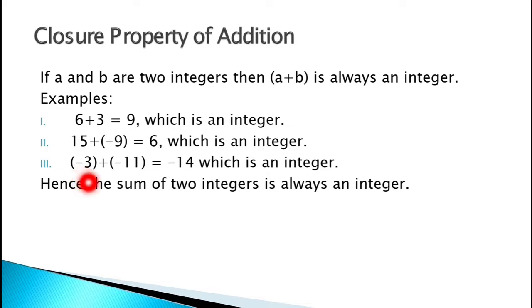Similarly, minus 3 and minus 11 are both integers, and after adding minus 3 to minus 11 we get minus 14, which is also an integer. Hence we can say that the sum of two given integers is always an integer. So the integers are closed under the operation of addition.